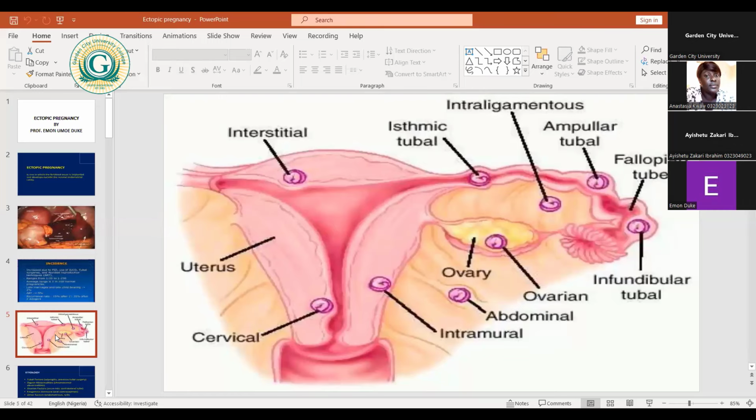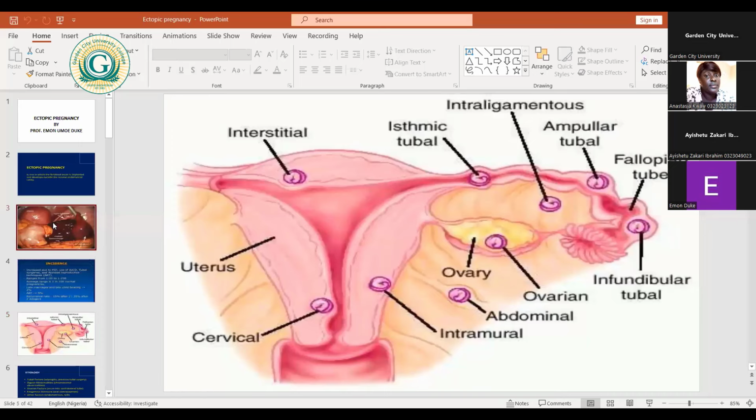So looking at the table there, you can see the different sites for ectopic pregnancy lined up there. The ampulla, where fertilization takes place, the infundibulum, anywhere it hooks, it can hook. Even in the ovary, abdominal cavity, everywhere. So those are the different sites. I had to shunt to that so that you will know the different sites where ectopic pregnancy can take place.